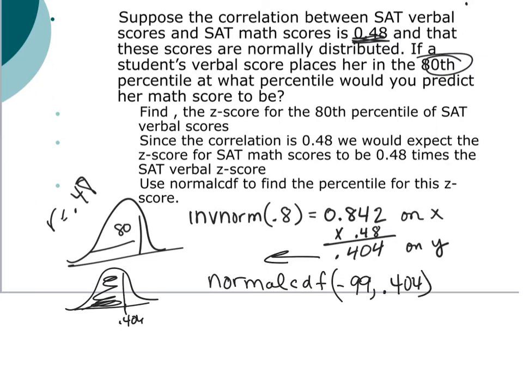So second distribution, normalcdf, negative 99. I'm going to use second answer. I like it to be not rounded until the very, very end, and that's 0.657. So we expect the SAT math to be in the 66th percentile if the SAT verbal was in the 80th.